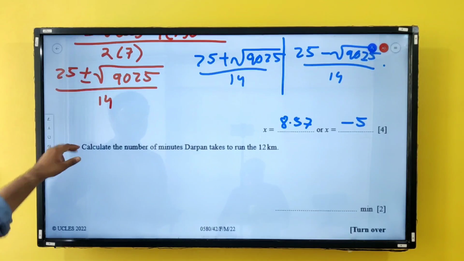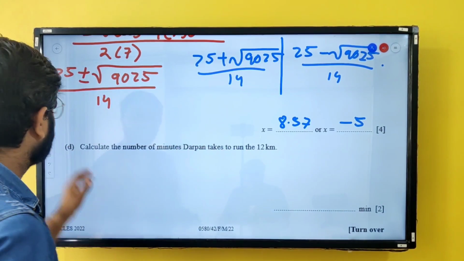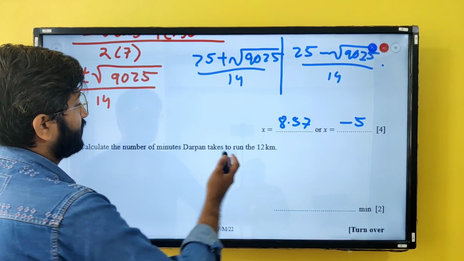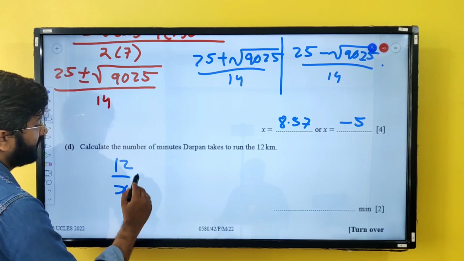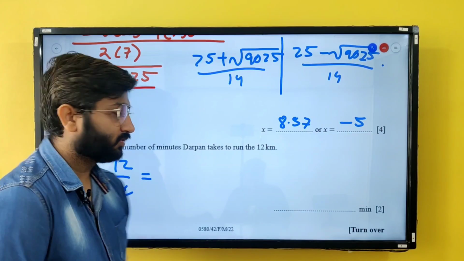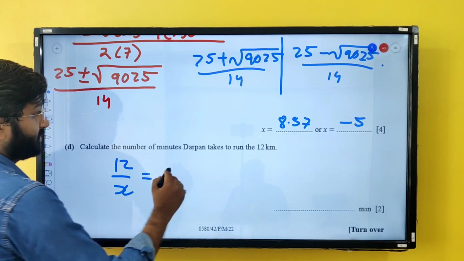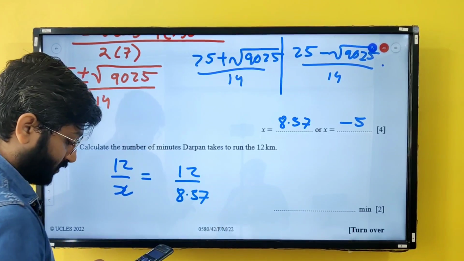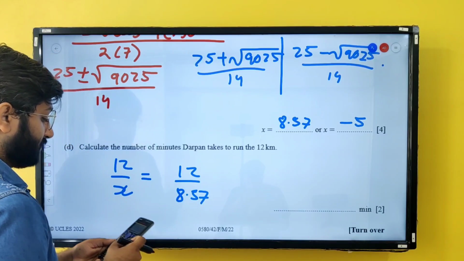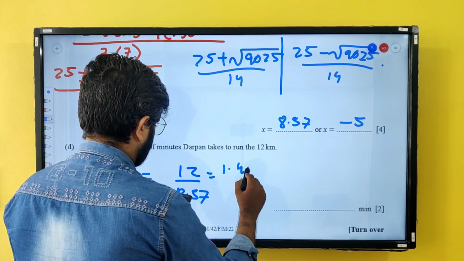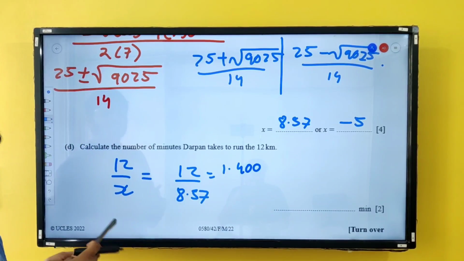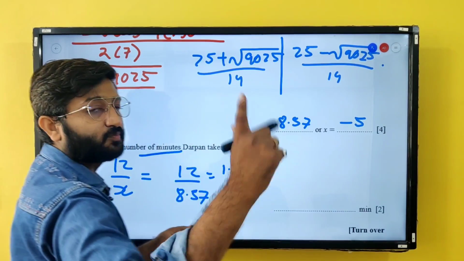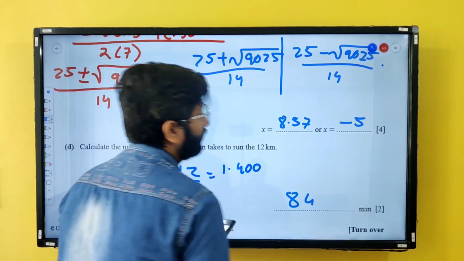Calculate the number of minutes Darpan takes to run the distance 12. Okay, so the time taken for Darpan to run 12 kilometer is 12 by x. Now obviously we cannot use this negative value because time cannot be negative. 12 divided by 8.57 is 1.400 hours. Now we are supposed to give the answer in minutes, so let us multiply this with 60. So the answer is 84.01, which is 84 minutes.